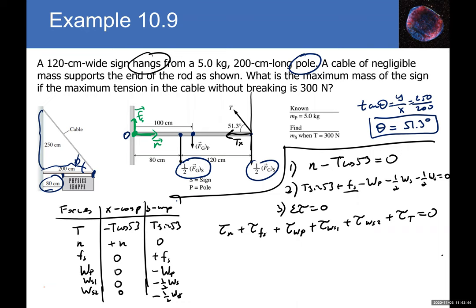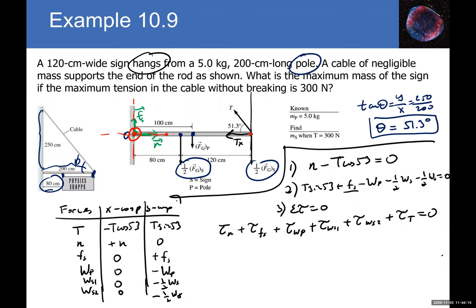I can choose this point, I can choose that point, any point I want. Do I want to choose this point? Absolutely not. Because if I choose this point, every force exerts torque with respect to that point, and I don't want that. But here's the thing. Remember what I said: if the line of action of any force goes through the axis of rotation, it exerts no torque.